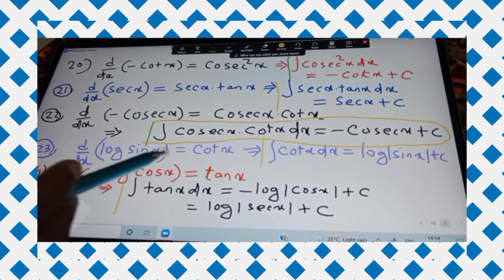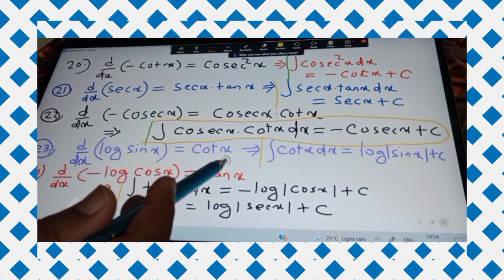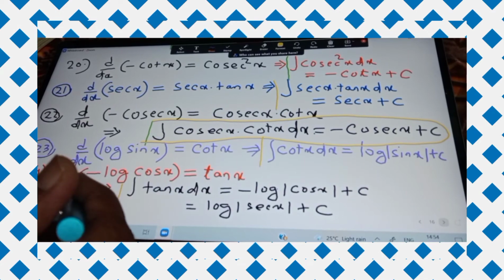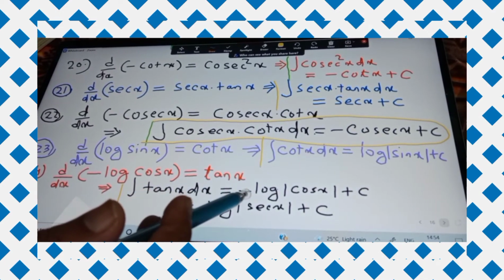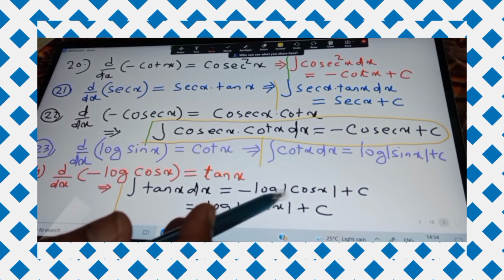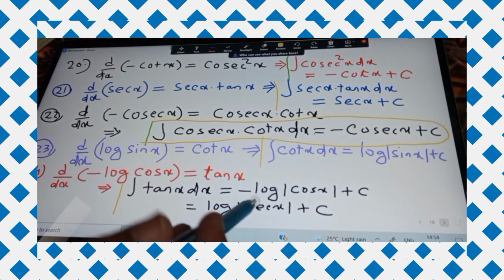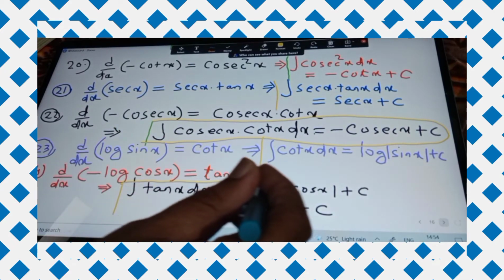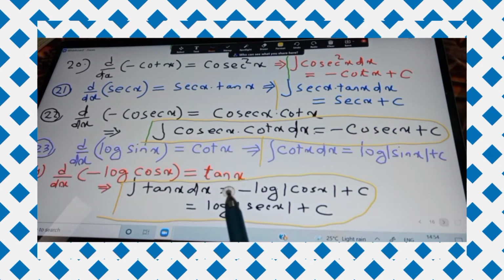Similarly, the derivative of log sin x is equal to cot x. So what is the integration of cot x dx? Which is naturally log modulus of sin x plus c. The derivative of minus log cos x is equal to tan x. So integration of tan x dx is equal to minus log modulus of cos x plus c, which we can also write as log modulus of sec x plus c, because of the minus sign. I hope you will remember these formulas. These are the vital formulas. If you know the derivative, you can remember the integration.